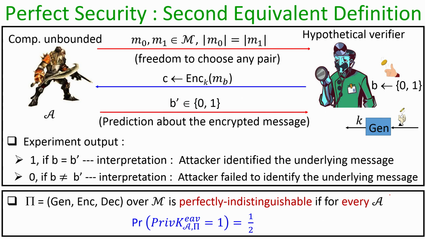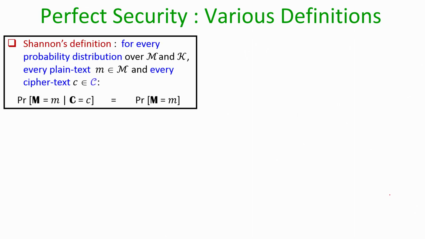That means the probability that the adversary outputs b equal to b' in the experiment is half. If it is more than half, then we say that the encryption process is not perfectly indistinguishable. Also, the probability here is taken over the randomness of the adversary and over the randomness of the verifier, namely the value of b and the value of k output by the key generation algorithm. So, that is our third equivalent definition of perfect secrecy.